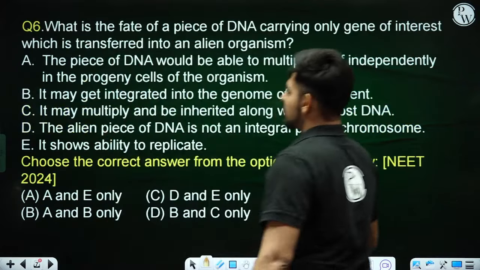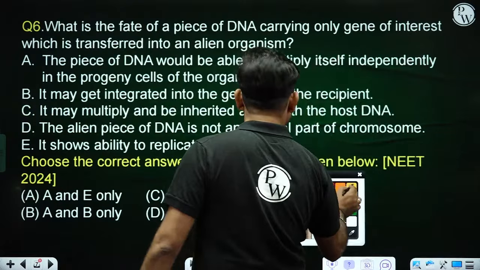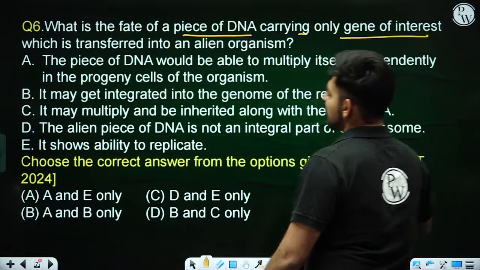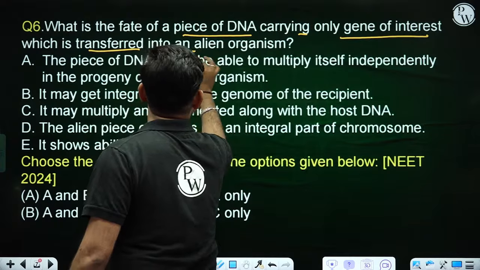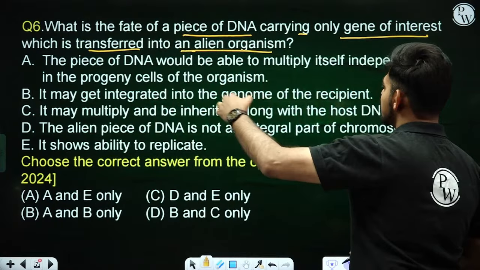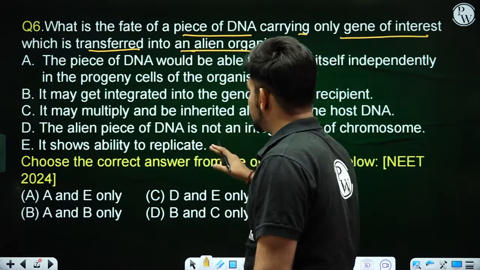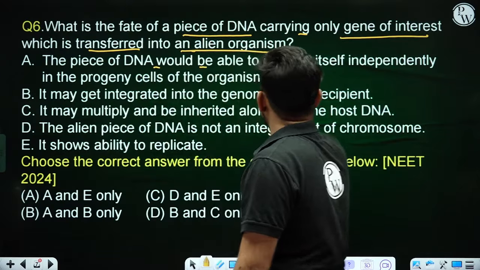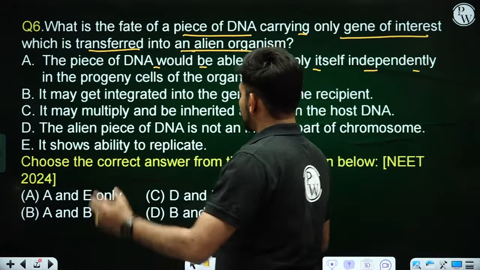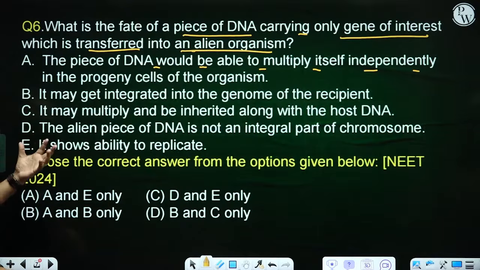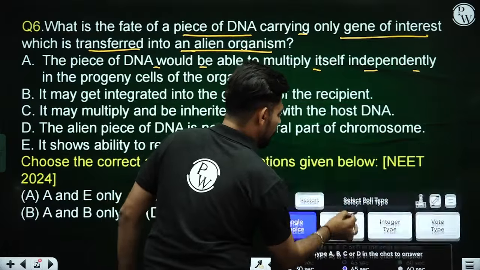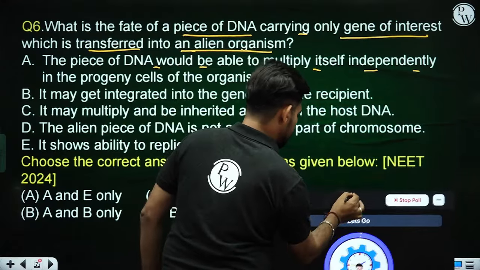Let's move forward. Question number 6. What is the fate of a piece of DNA carrying only the gene of interest which is transferred into an alien organism? So you have inserted a particular gene of interest into another host organism. Now we have some statements following that. The piece of DNA would be able to multiply itself independently in the progeny of cells of the organism. It may get integrated into the genome of the recipient. It may multiply and be inherited along with the host DNA. The alien piece of DNA is not an integral part of chromosome. It shows ability to replicate. Here I am sharing the poll and you can write down your answer.